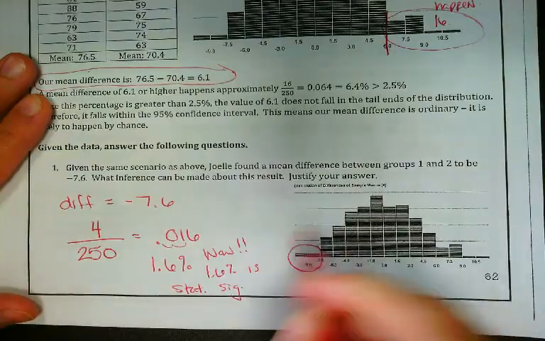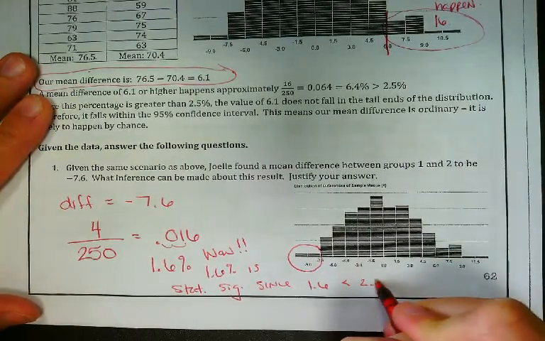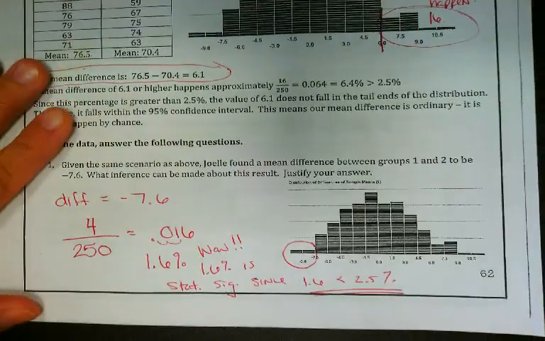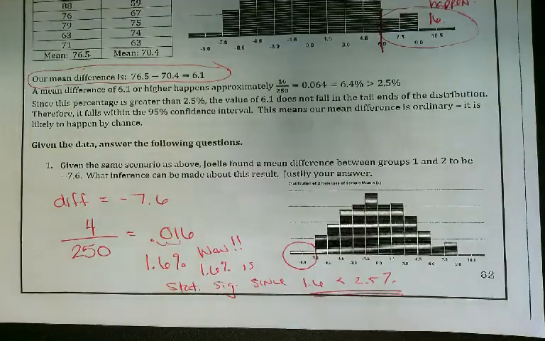1.6 is statistically significant since 1.6 is less than 2.5%. Anything in those tail ends is statistically significant. It's unlikely to happen.